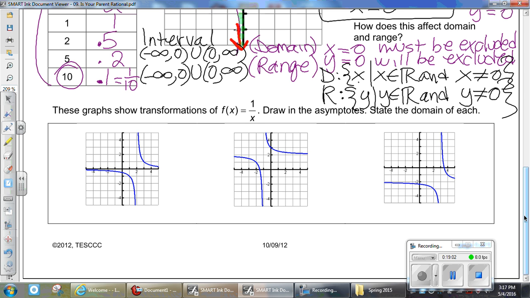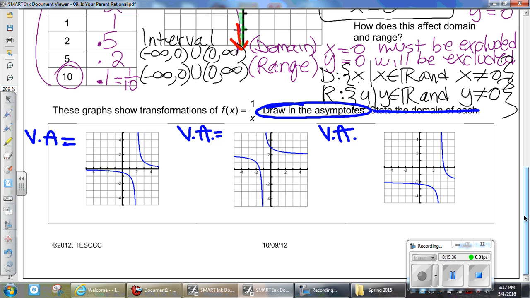And that's it. Now what I want you to do within your groups is look at the graphs that we have here, and find the asymptotes. Draw the asymptotes. Don't worry about stating the domain. I would like for you to find two things for me: the vertical asymptote for all of them, and also the horizontal asymptote.